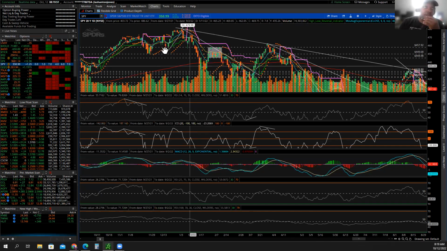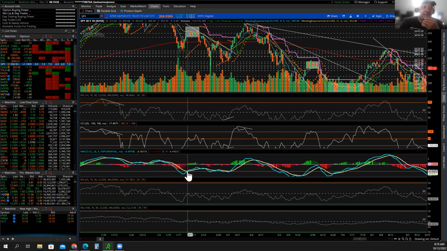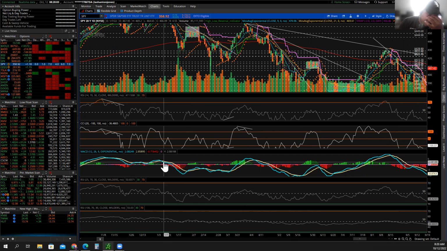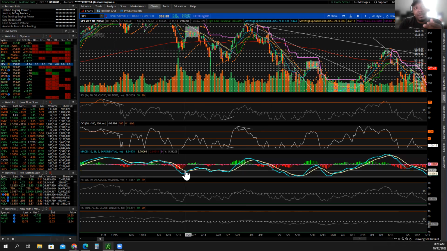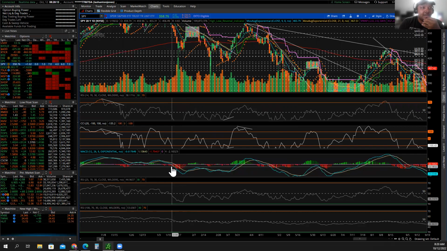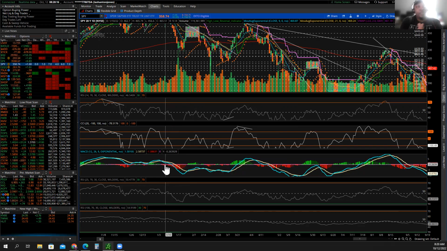Now, it doesn't always work. I wouldn't take this as an entry. I would just take this as a visual to show you where the market is, if we're currently going down or if we're currently going up. Because this is what I call a lagging indicator, right? Price has to move in order for this to plot its moving averages and histogram. All right, so it's a little slow.